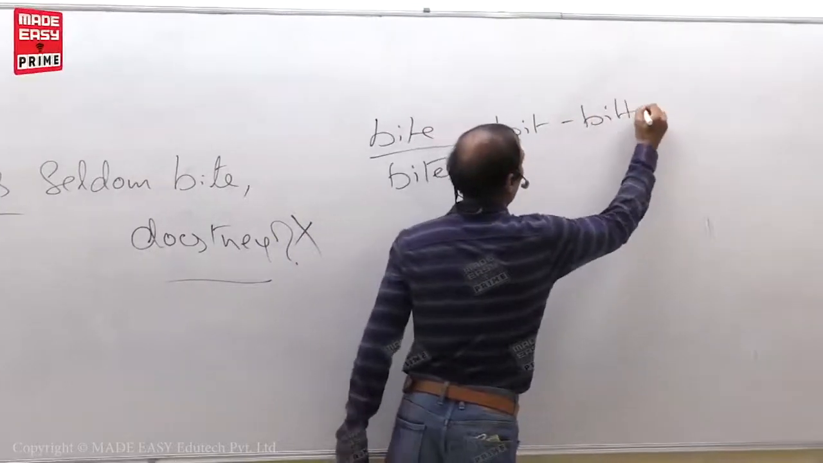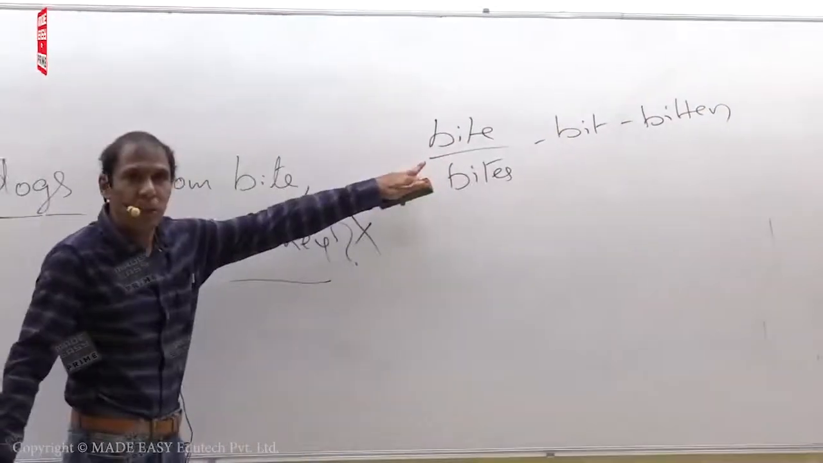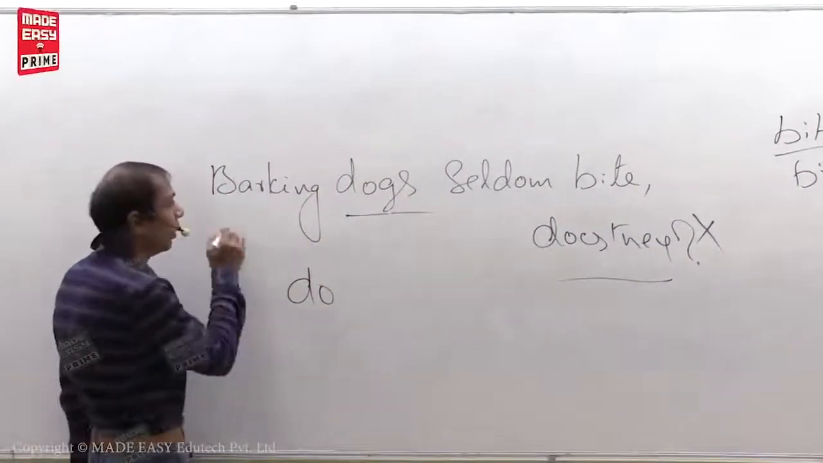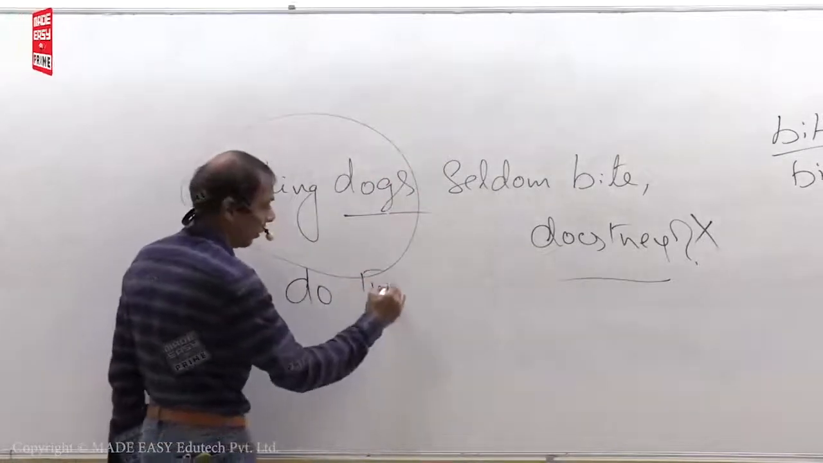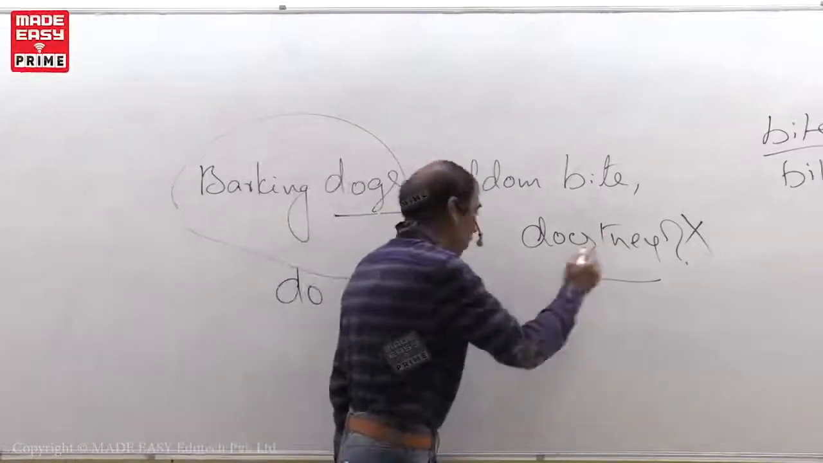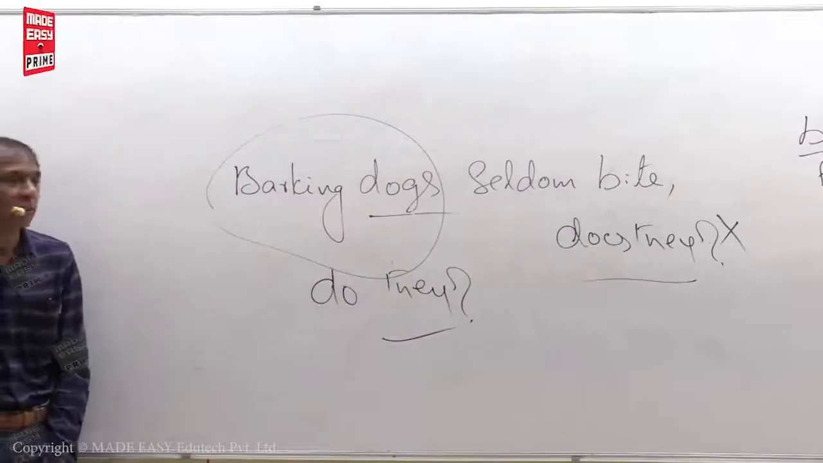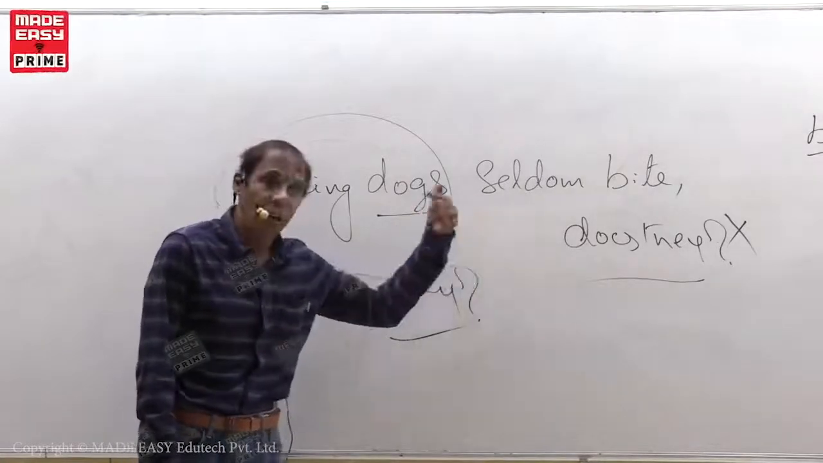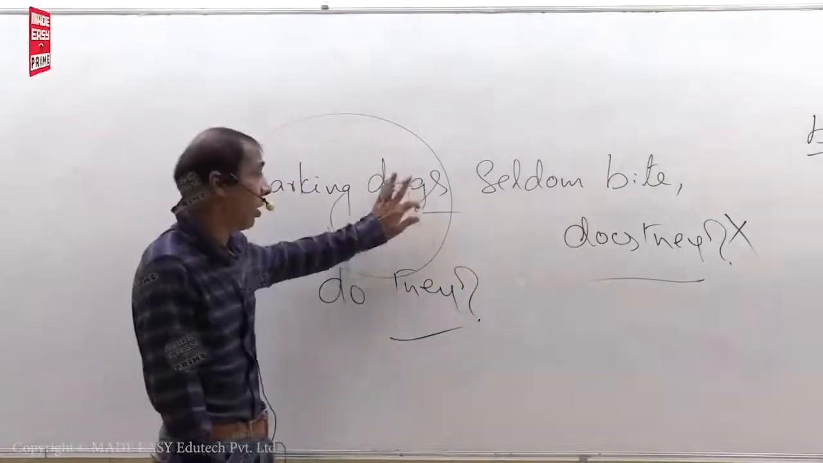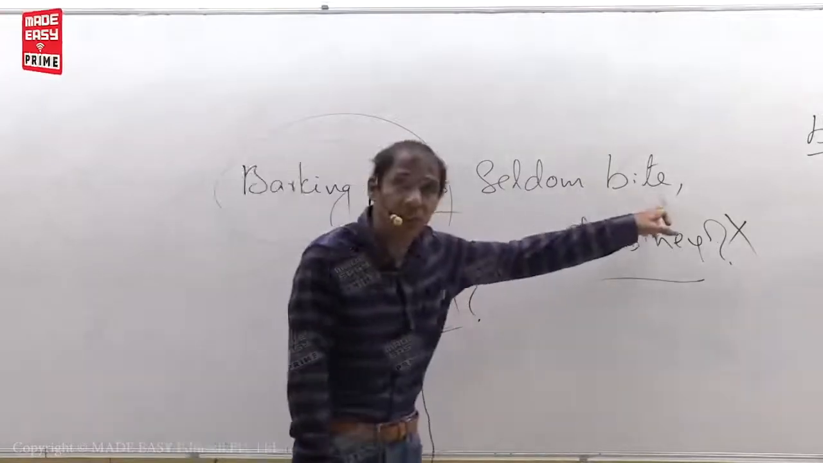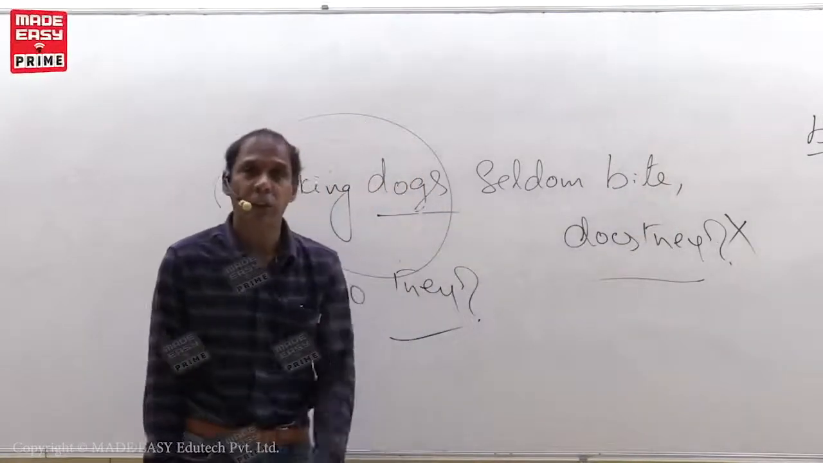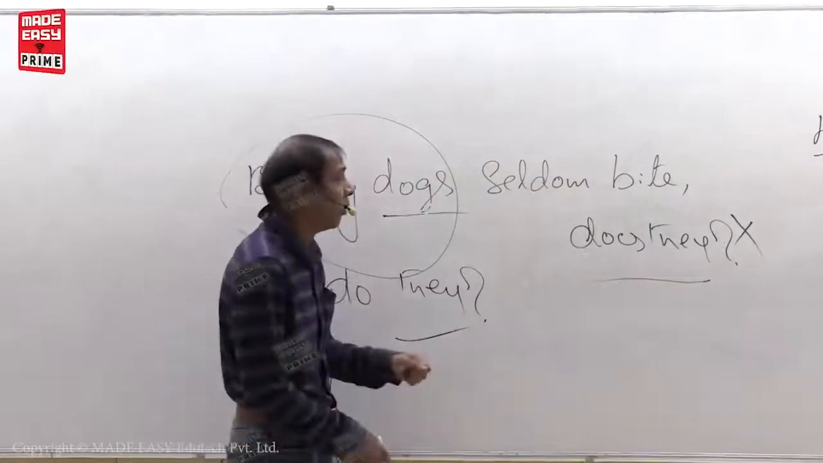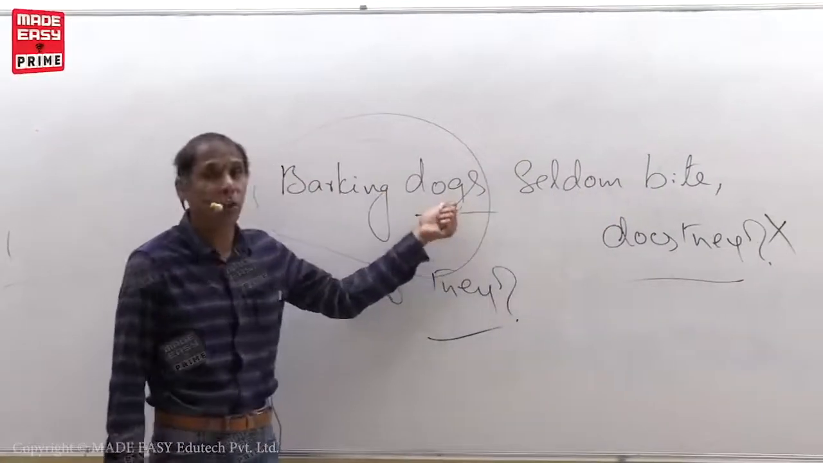Bit, bitten. Bite is present tense without s. In the case of present tense without s, what do you have to borrow? Do. Barking dogs, third person plural. Do they? This is wrong, this is correct. Don't say does they. Most students get confused by borrowing does and considering dogs as the verb. But dogs is not a verb, it is a noun. The verb in the sentence is bite. So, depending on the verb, we have to borrow do or does or did. Dogs is a noun, not a verb.